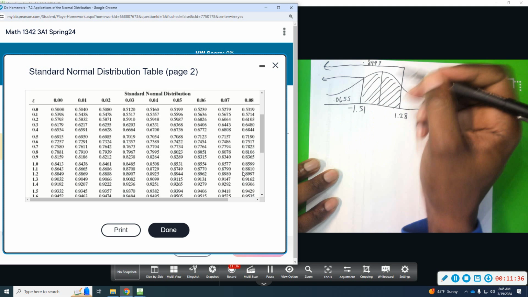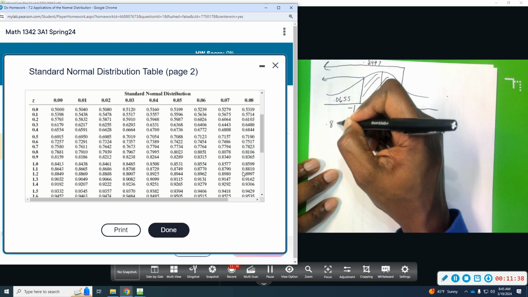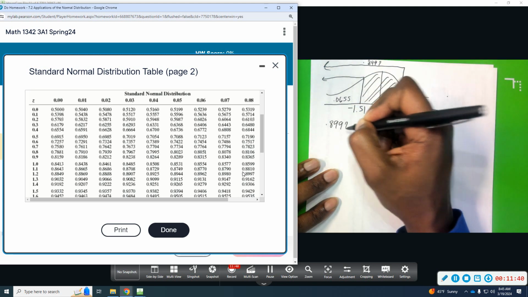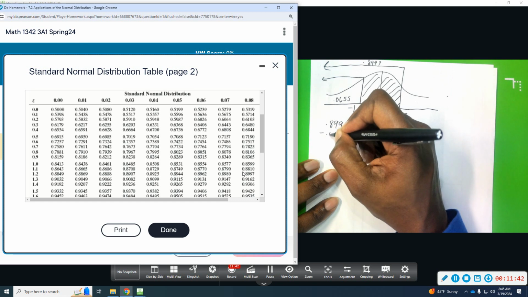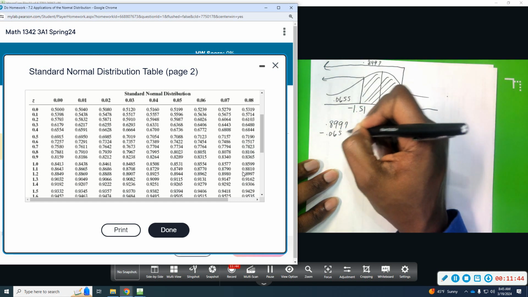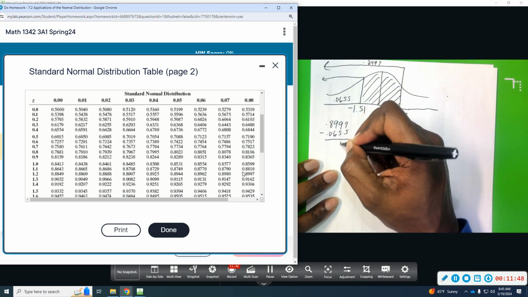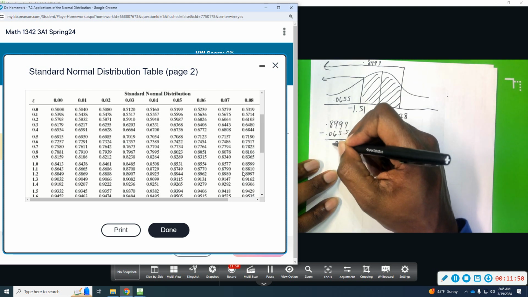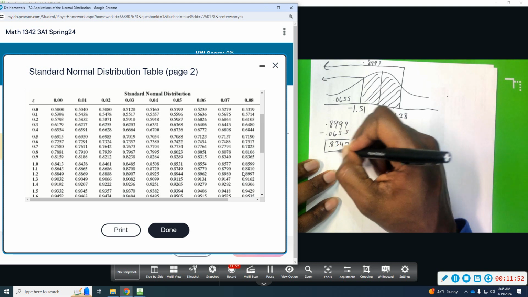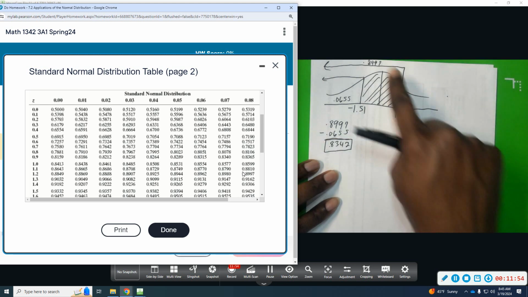0.8997. And so I will subtract these two. 0.8997 subtract 0.0655, and that will give us 0.8342. So the area in the middle between those two, you would just subtract.